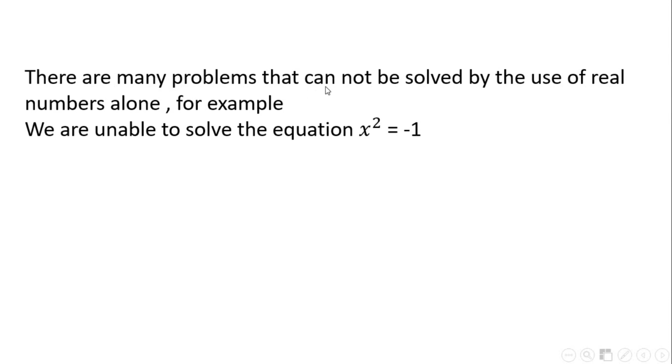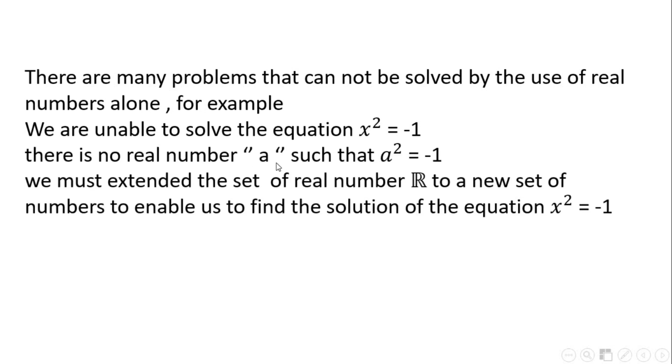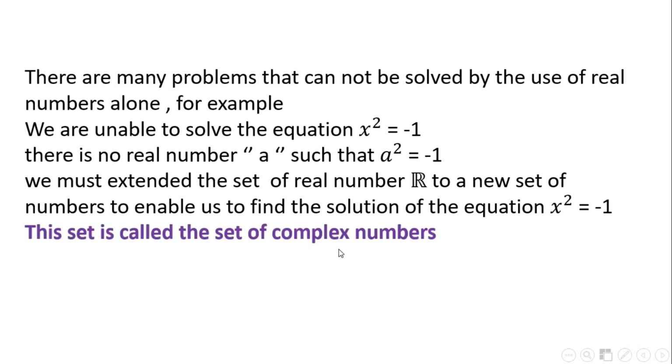There are many problems that cannot be solved by the use of the real numbers alone. For example, we are unable to solve the equation x squared equals -1. There is no real number a such that a squared equals -1. We must extend the set of real numbers R to a new set of numbers to enable us to find the solution of the equation x squared equals -1. This set is called the set of complex numbers.